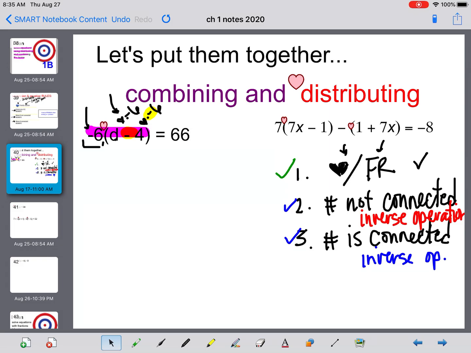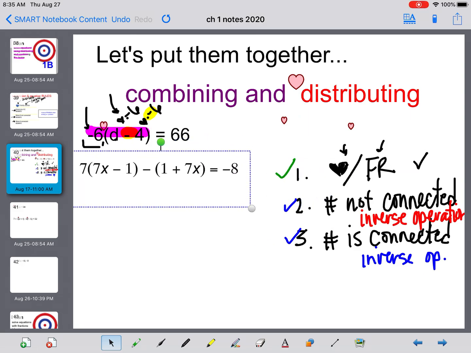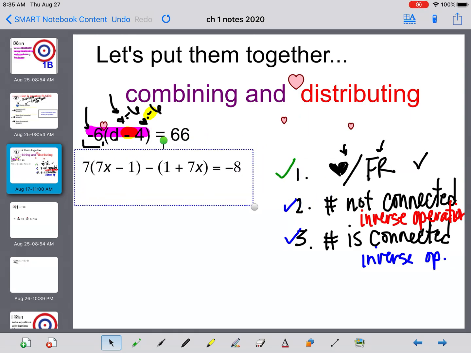So I'm going to take this stuff that's over here now. Actually, let me just move this guy over here and we'll solve him now. We're going to use these same steps in order to solve this equation now. And I'll mark them off as we go.